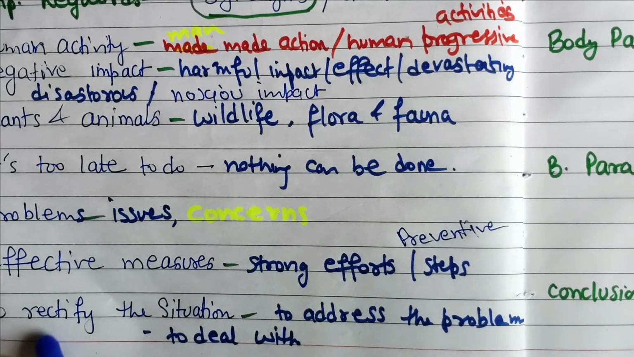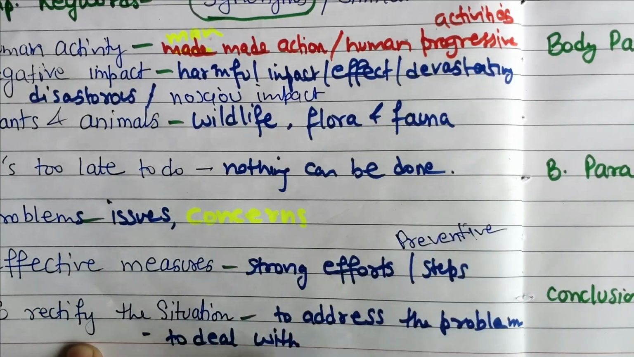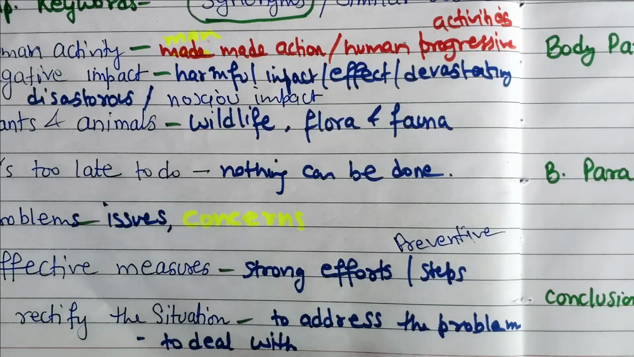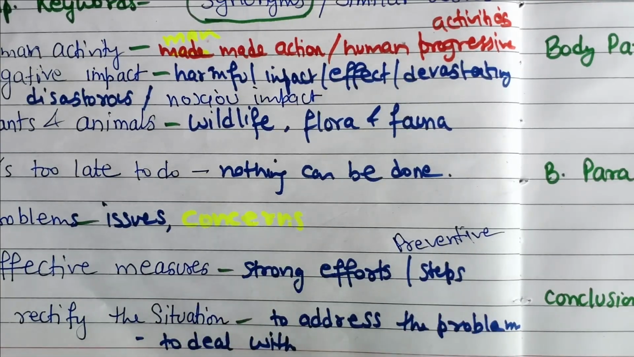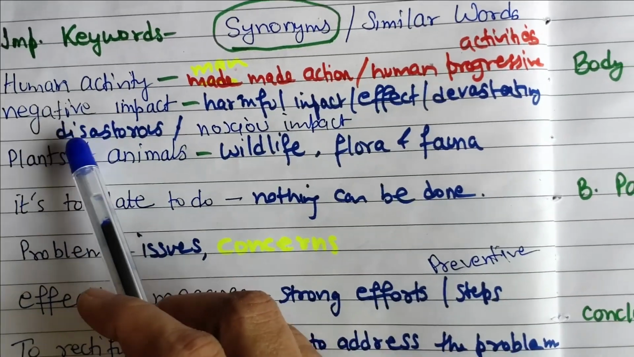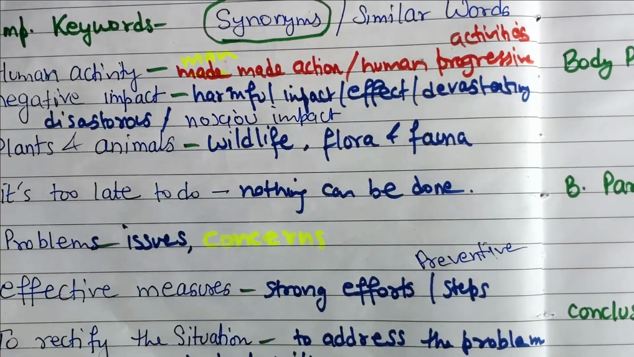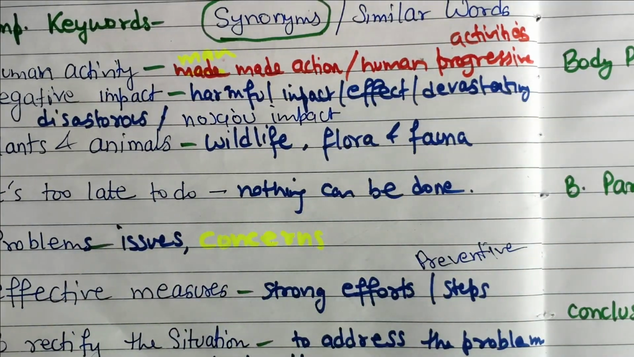Okay, so the last word we have left, to rectify the situation, means to address the problem, to deal with the problem. You can use these words in writing, in an essay. Every time we can't repeat the same words: human activity, negative impact, plants and animals. So you will not get good bands if you are repeating the words every time.